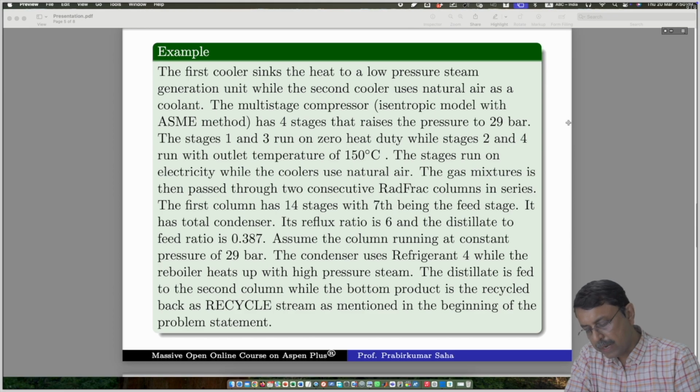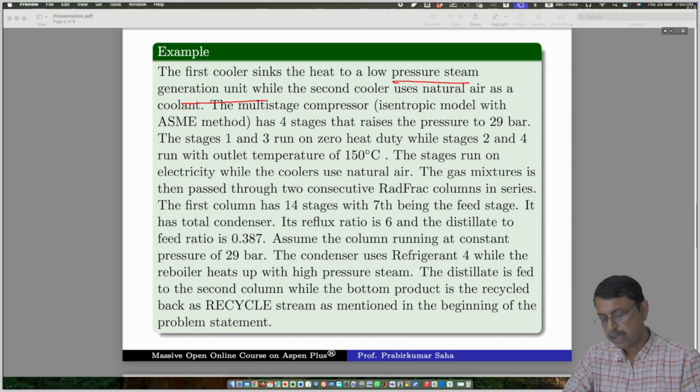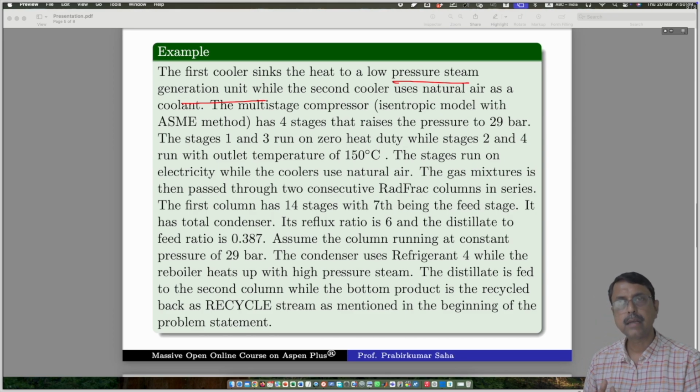Now the first cooler sinks the heat to a low pressure steam generation unit. That means actually, as we know, the PFR is operating at a very high temperature. It is 1035 Kelvin, and then it is fed to the PFR. So the outlet of the PFR will be quite hot. Now we are not going to lose that heat.